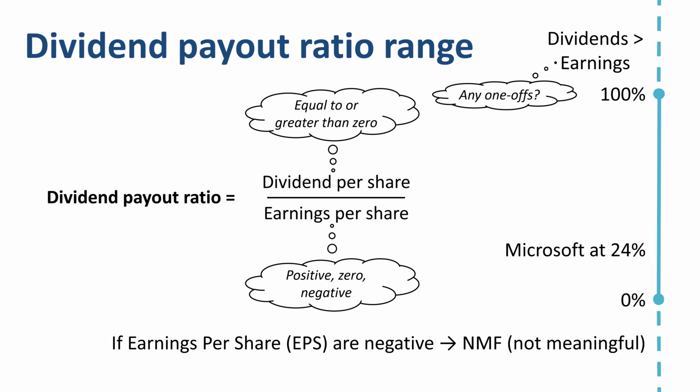That is why some companies talk about the dividend payout ratio as a percentage of adjusted earnings per share, excluding special items. If a company has a dividend payout ratio that is consistently above 100%, you need to start worrying whether that level of dividend payout is sustainable.